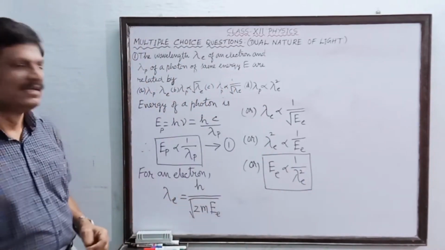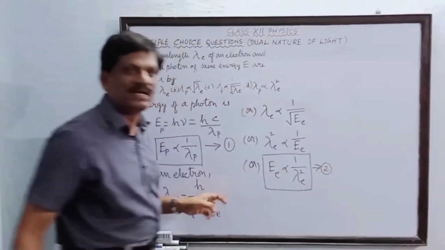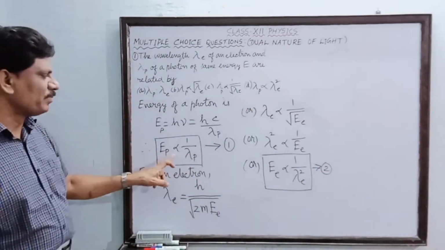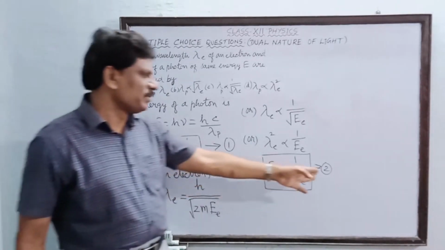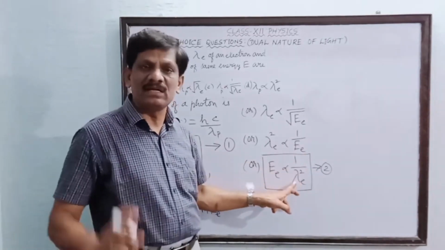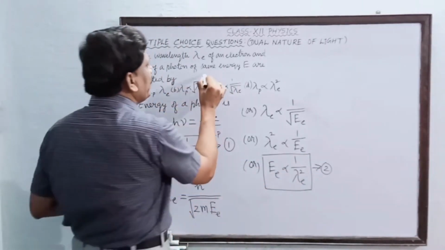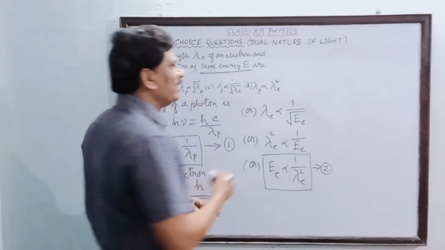Yes, students. So this is expression number 2 for us. I am going to compare 1 and 2. In the first expression, energy of a photon is proportional to 1 by lambda p. From the second expression, energy of the electron is proportional to 1 by lambda e square. It is given they have the same energy. Photon and electron have the same energy.